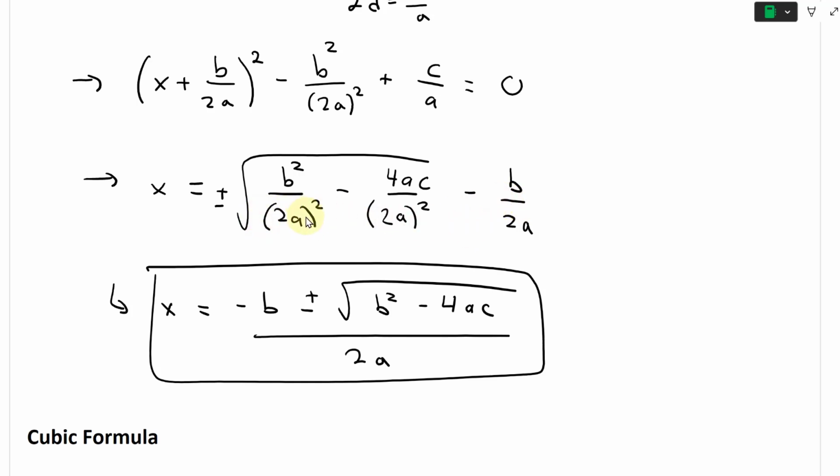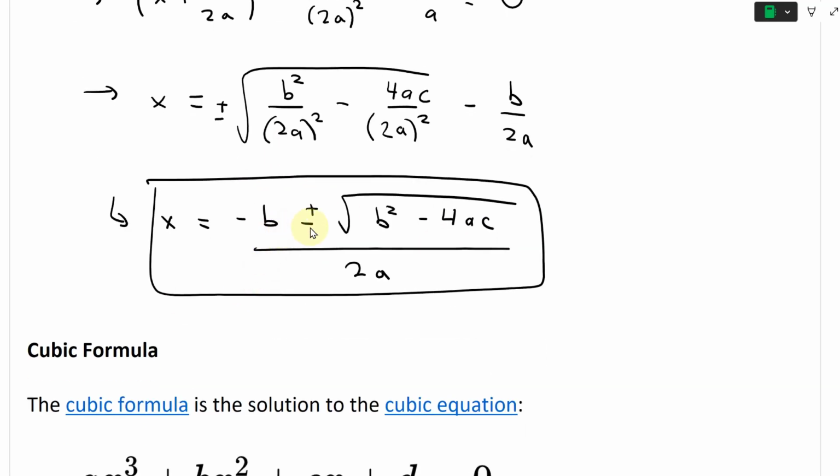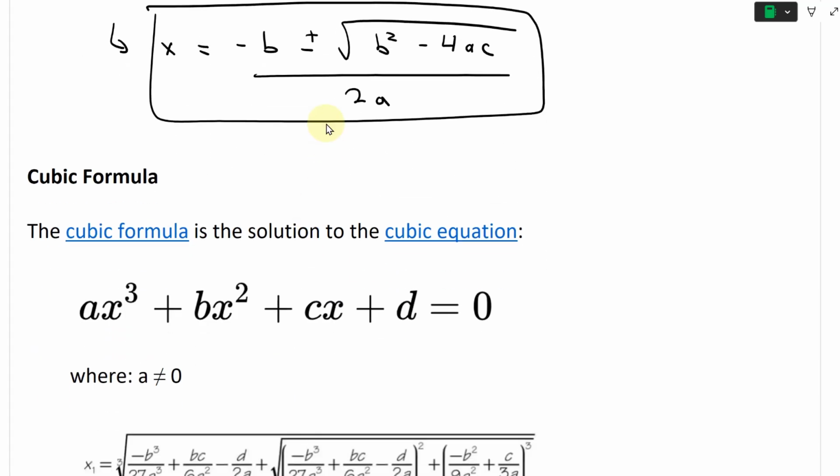This is 2a squared, but then the square root is going to be 2a. Combine those, and we're going to have x equals negative b plus or minus the square root of b squared minus 4ac, all divided by 2a. Alright, I just put that there for completeness.